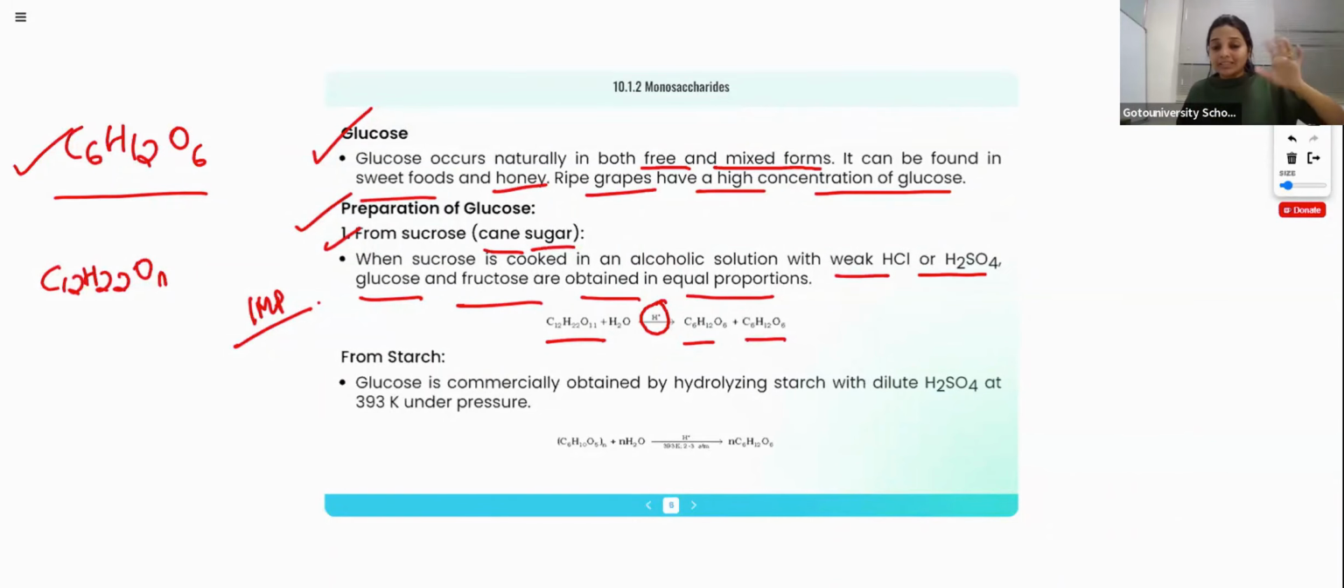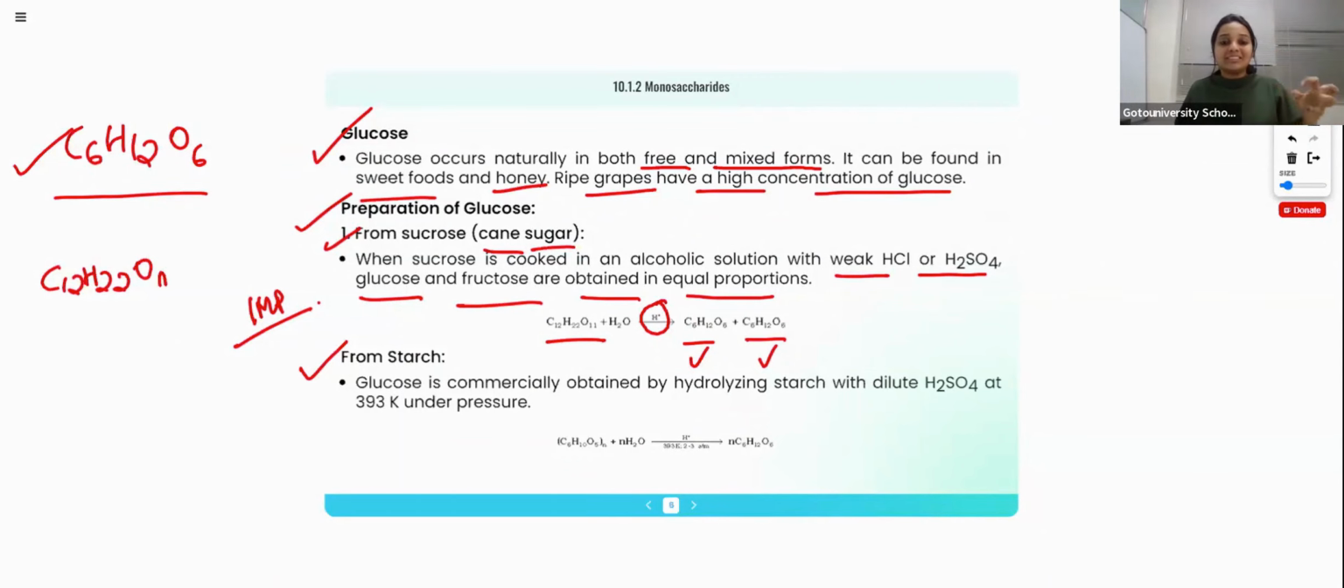So don't misunderstand like the sucrose is producing 2 molecules of glucose. No, 1 molecule is glucose, and this is not glucose, this is fructose. Don't think like we are getting 2 molecules of glucose. Okay, yes. Then, from sucrose it's clear, right?